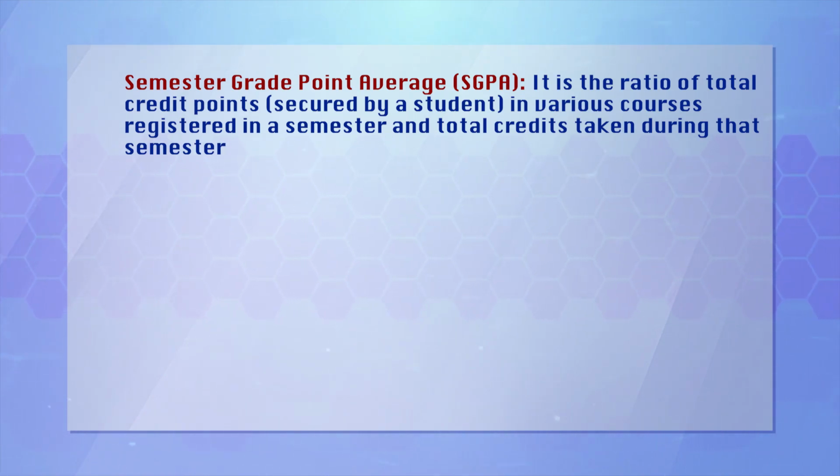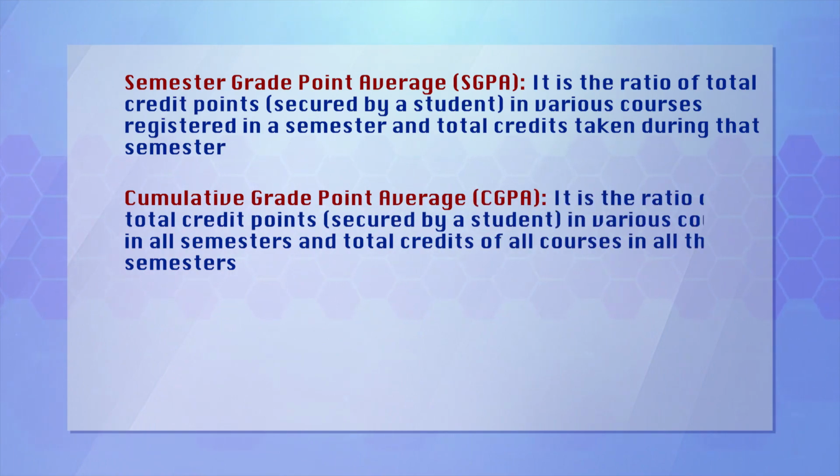The overall performance of a student in all the semesters is expressed by the cumulative grade point average or CGPA. It is the ratio of total credit points secured by a learner in various courses in all the semesters and the sum of total credits of all courses in all the semesters. The numerical value of CGPA is expressed up to 2 decimal points.